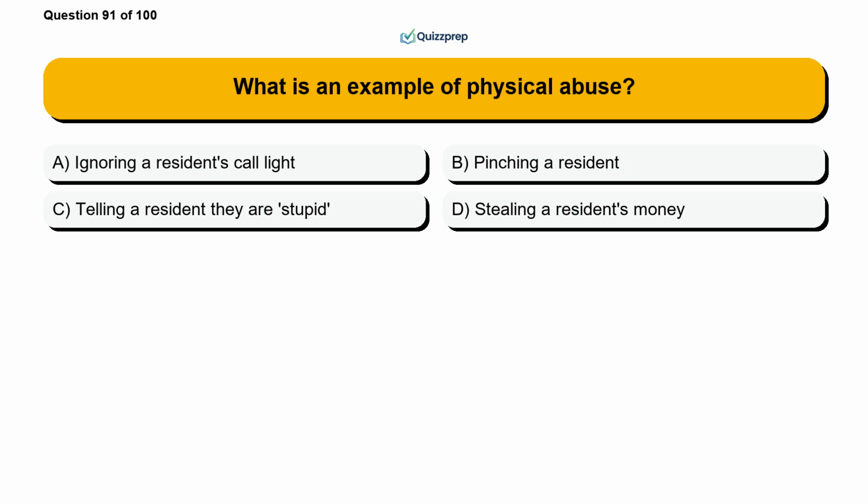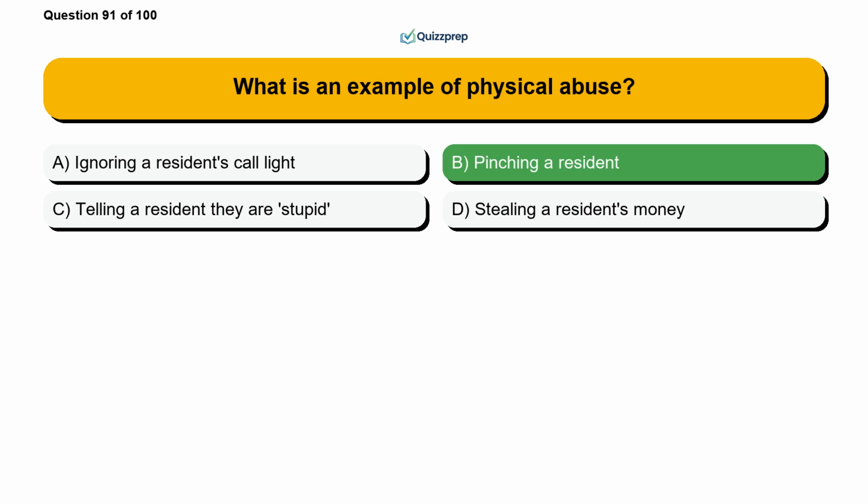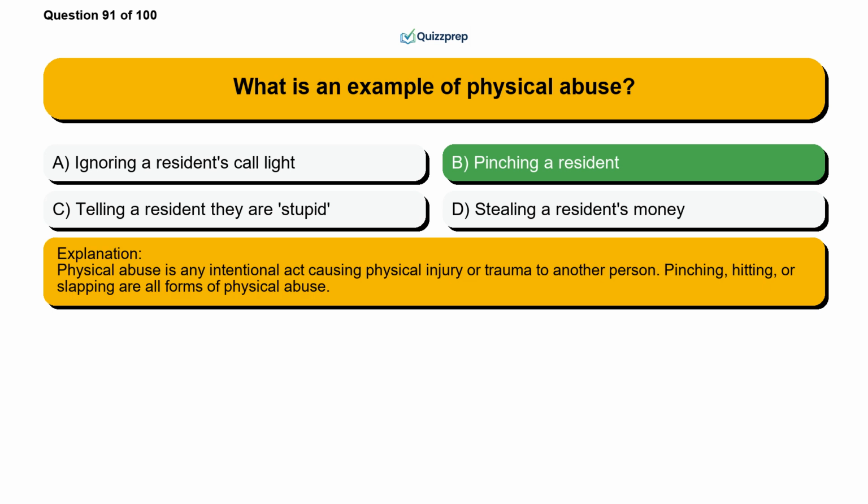Option B, pinching a resident. Option C, telling a resident they are stupid. Option D, stealing a resident's money. The correct answer is option B, pinching a resident. Physical abuse is any intentional act causing physical injury or trauma to another person. Pinching, hitting, or slapping are all forms of physical abuse.